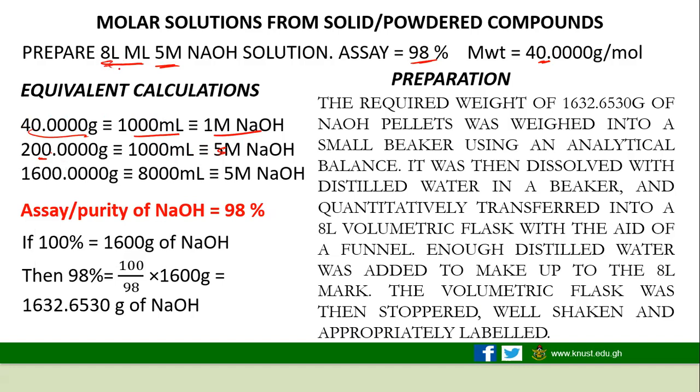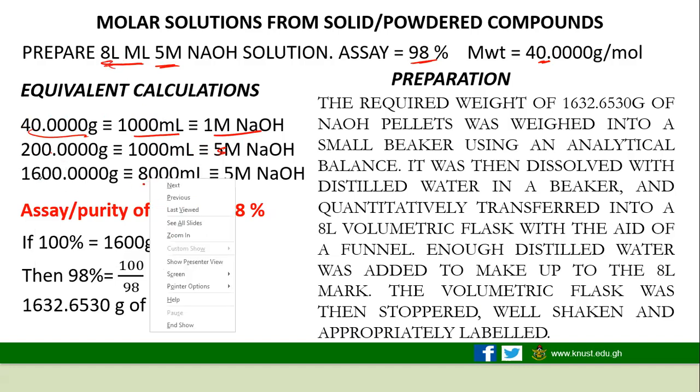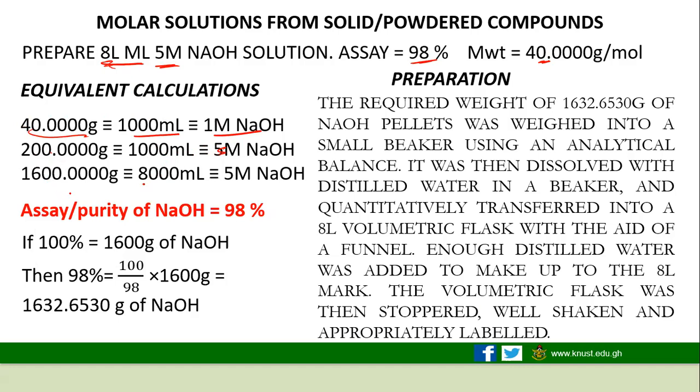Then the volume is supposed to be 8 liters, so I'll multiply by 8 to get my 8,000. And then this one will be 1,600 grams. Then this would have been taken if it was 100% purity, right? But then it's not 100%, it's 98%. So 98 will be what? So we just scale, right? And then we get 1632.6530 grams, right? Good. Now, because this is a solid, you realize that there is no specific gravity stated.